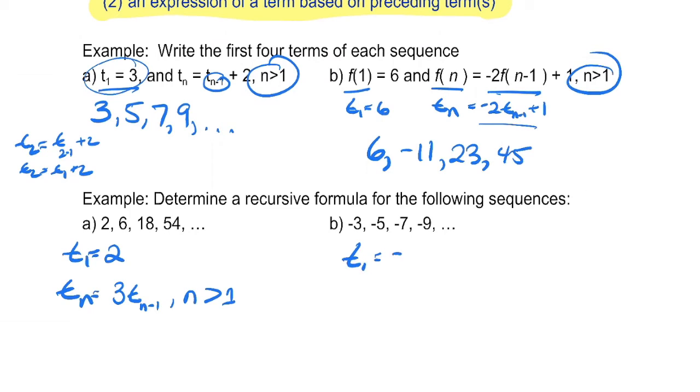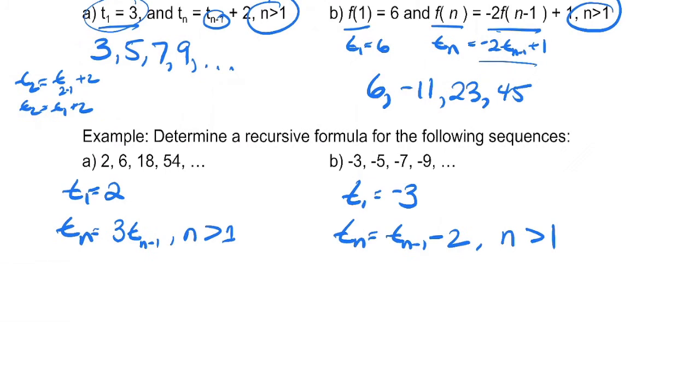In this case, t of 1 is negative 3. And then t of n is really the previous term, so t of n minus 1, and we're going to subtract 2 from it. And this happens for the term numbers that are not the first one, or term numbers greater than 1. So that's the idea of recursion.